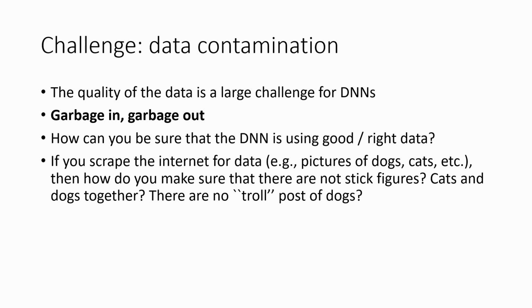Another example here is if you scrape the internet for data. If you just grab a bunch of pictures of cats and dogs from the internet, how do you make sure that these are actually right? If you automatically label them, how do you make sure that no one posted a stick figure of a cat that you don't want to learn from? How do you make sure that no one is trolling by posting pictures of dogs and just calling it a cat? So this is a very large challenge, and you can see how with ChatGPT, if you just scrape things off the internet, you're going to take that information and some of those contaminated data, and it can ruin your model.